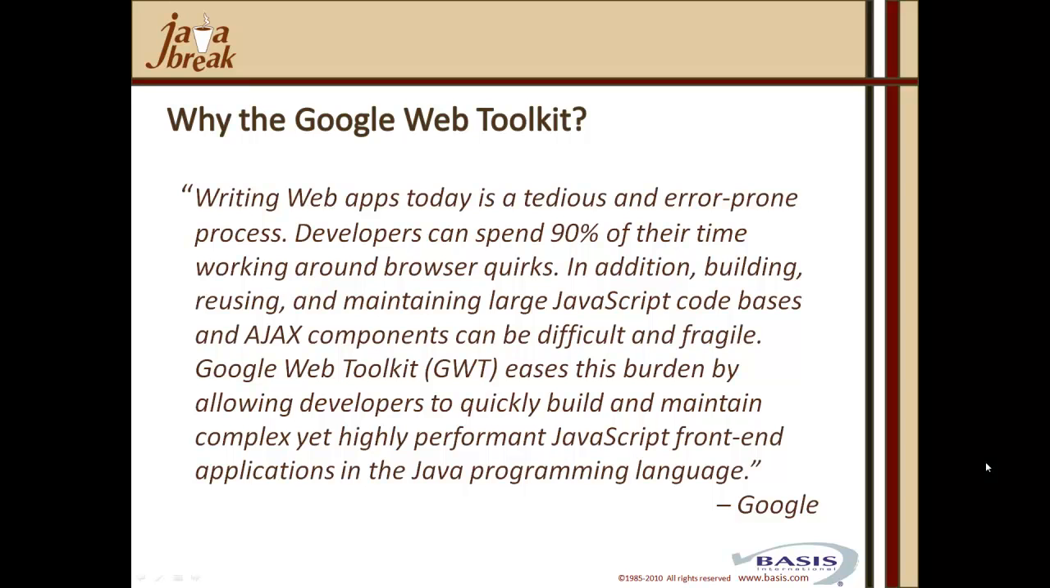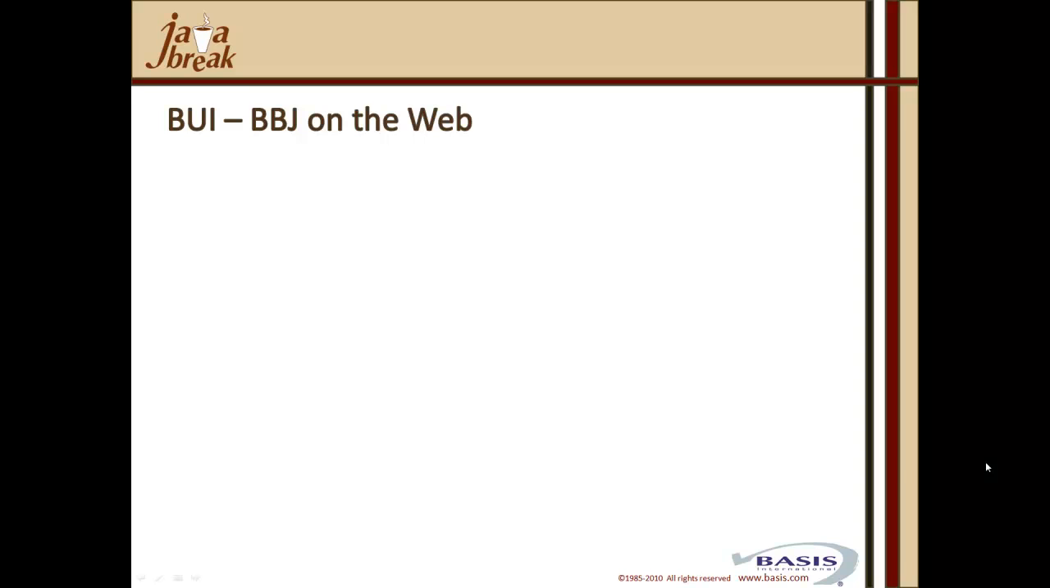the Java programming language. This is significant for Basis since our BBJ language is written in Java. But unlike Java programmers who would need to rewrite their apps in order to employ GWT, BBJ developers don't need to do a thing. Basis employs GWT at the interpreter level, freeing you to focus on your client's business needs. BUI allows us to bring BBJ to the web while eliminating the need for a JRE on the client machine.